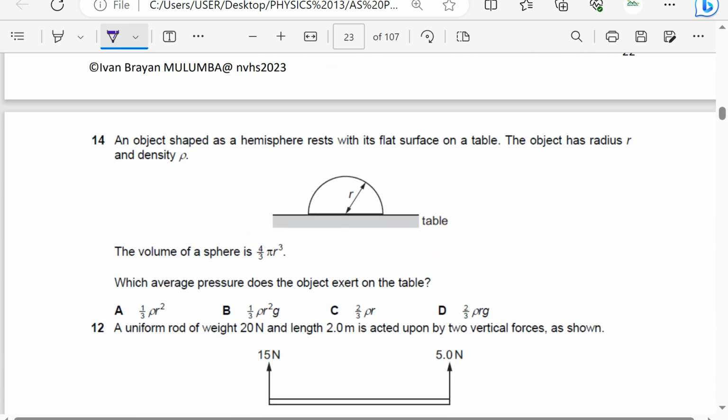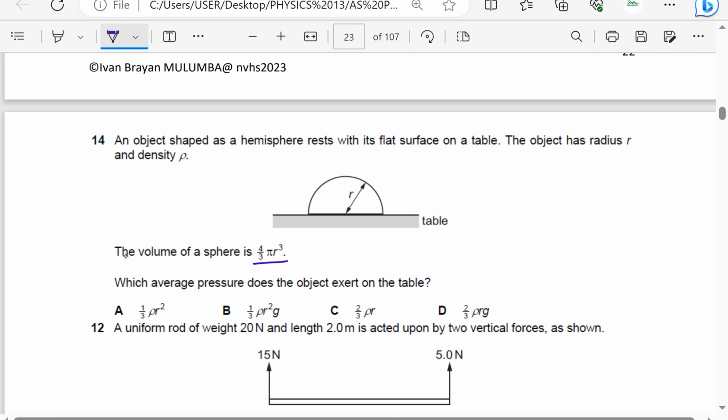An object shaped as a hemisphere rests with its flat surface on a table. The object has radius r and density rho. The volume of a sphere is 4/3 pi r cubed. Which average pressure does the object exert on the table?